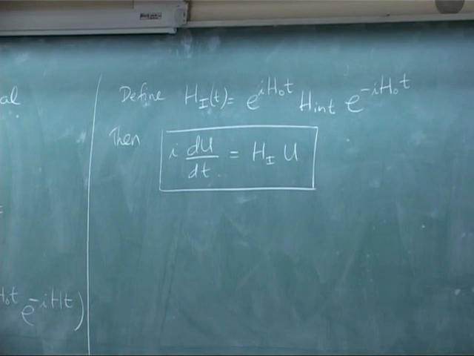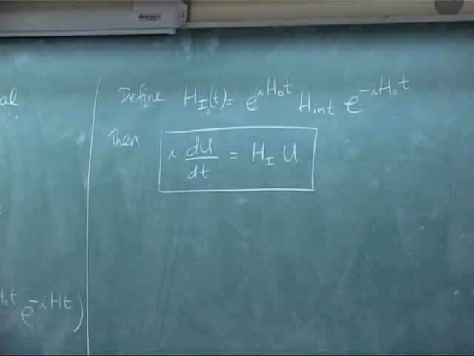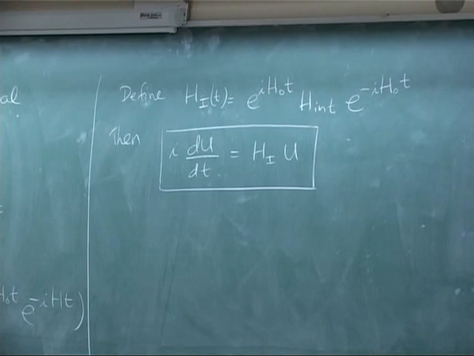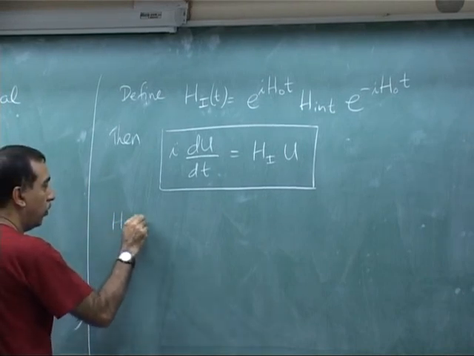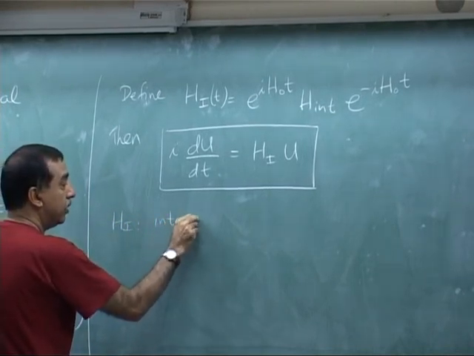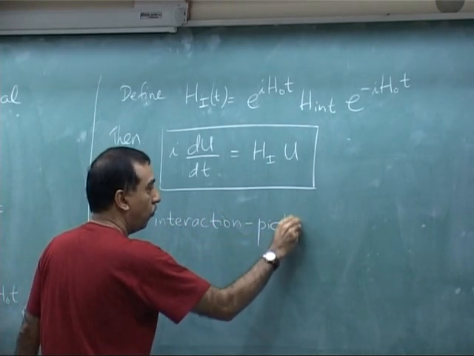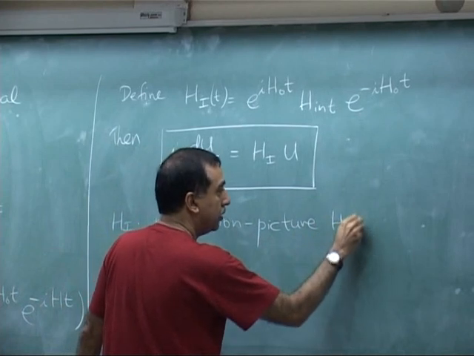This whole thing is H_I. This factor minus i I took on the other side, and this is U. So I get a relatively simple looking equation. What's the physical meaning of H capital I? It's called the interaction picture Hamiltonian. That's the name.